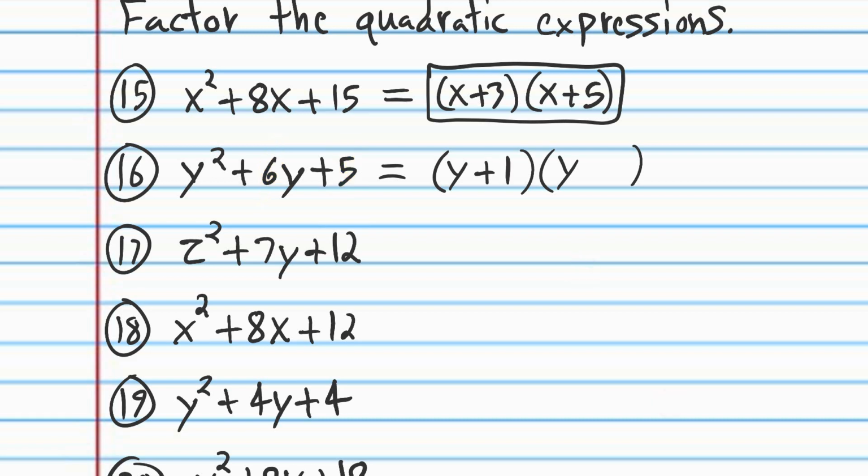So it's going to be 1 and 5. Again, if you FOIL that back out and combine like terms, you'll get this expression. So this is factoring quadratic expressions.